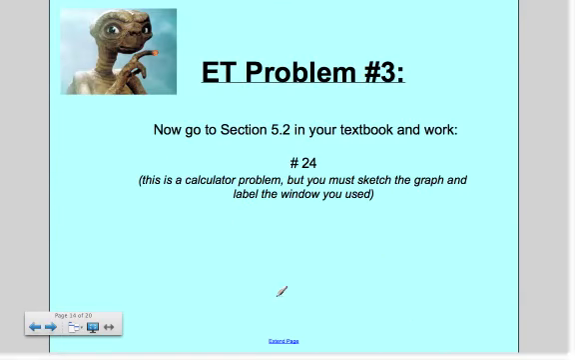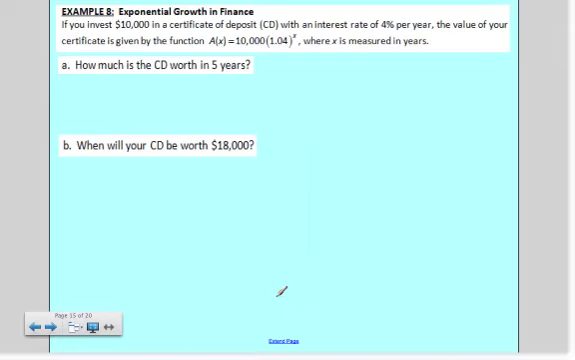Okay, now let's look at some. You're going to do this problem. Use your calculator, but you must sketch the graph and label the window that you used. All right, so all of these now are going to be some word problems, and they're really simple. Your word problems are very simple, so don't be afraid of the couple that we ask you to do.